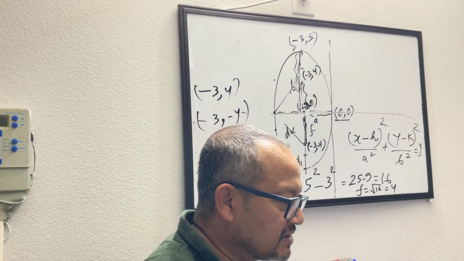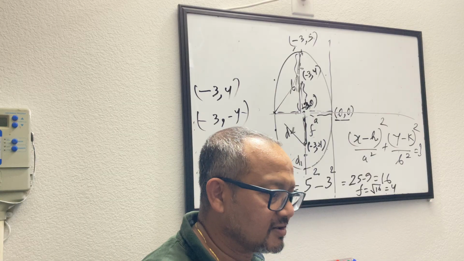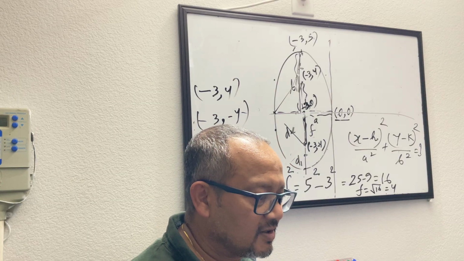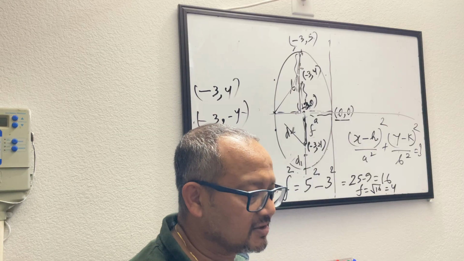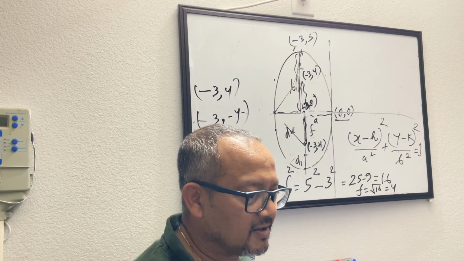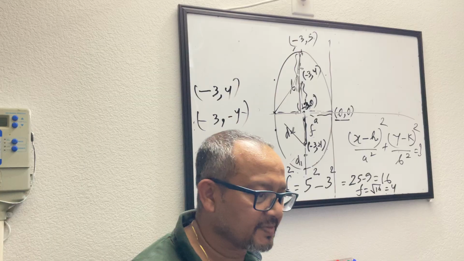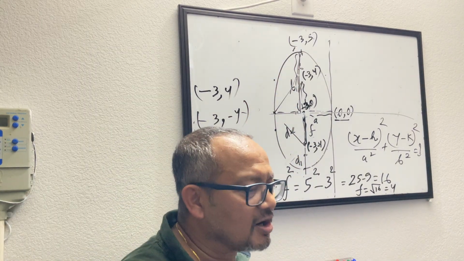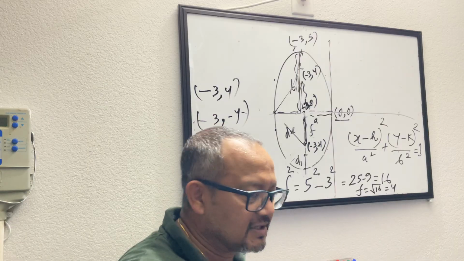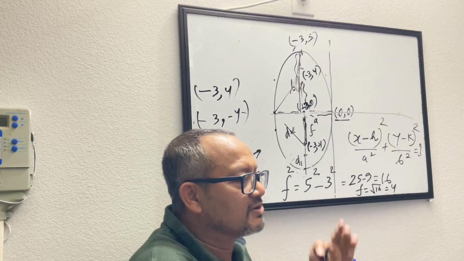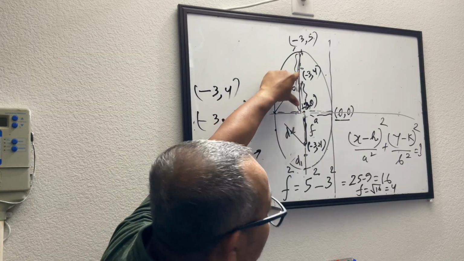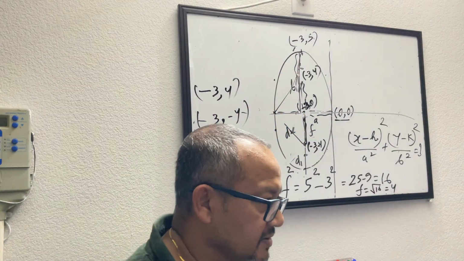Did this make sense to everybody? Once you find out the focal length, finding the coordinates is all based on how you visualize it in the coordinate plane. If you know the length and you know one of the coordinates, the second coordinate you can always find.